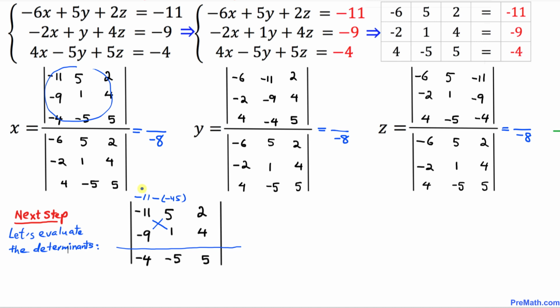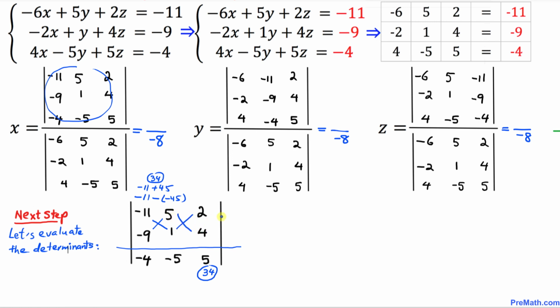So that is going to give us -11. Negative and negative become +45, and that is going to give us 34. So this 34 is going to go in this opposite side over here. All right. Now let's crisscross the next two columns over here.